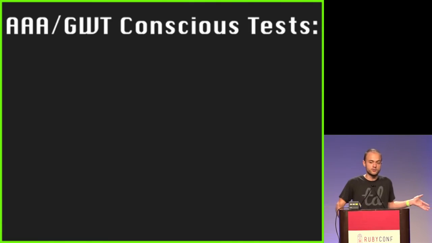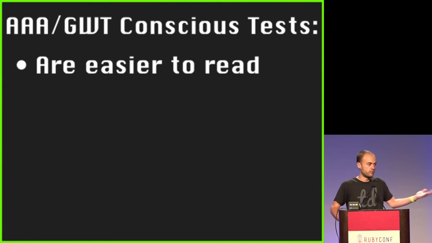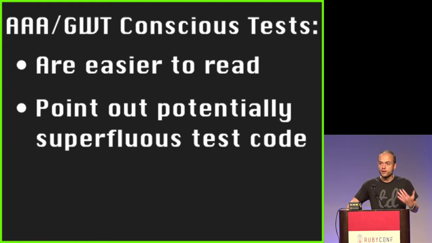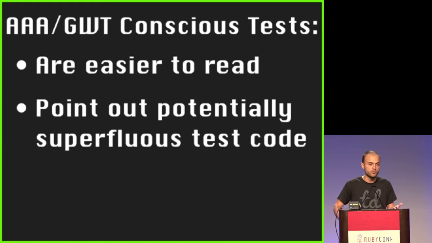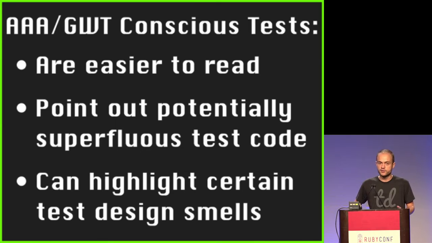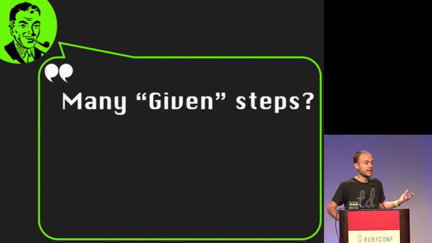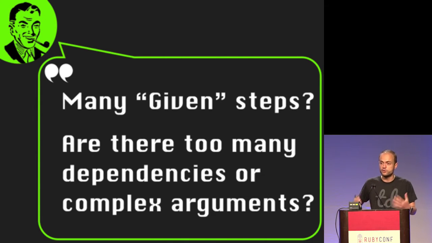Now, you don't have to use that tool, though, to just write your test in a way that's conscious of given when then. They're easier to read regardless. They point out superfluous bits of test code that don't fit one of those three phases, and they can highlight certain design smells. For instance, if you've got a lot of given steps, maybe you have too many dependencies on your subject or too complex of arguments.